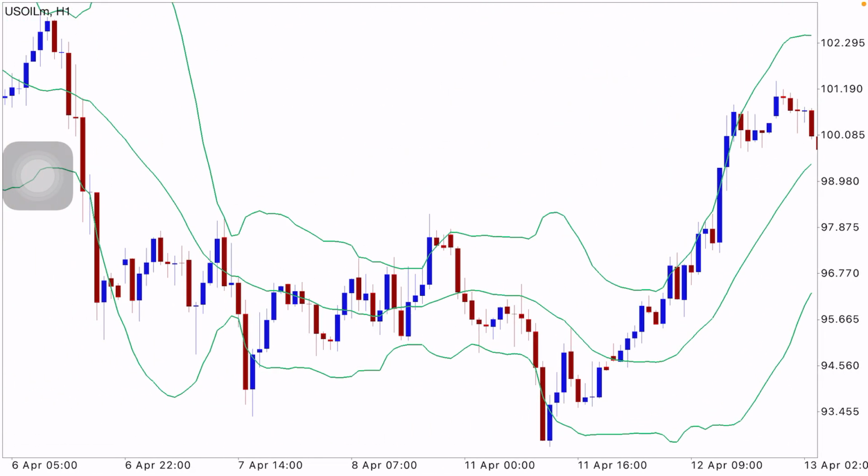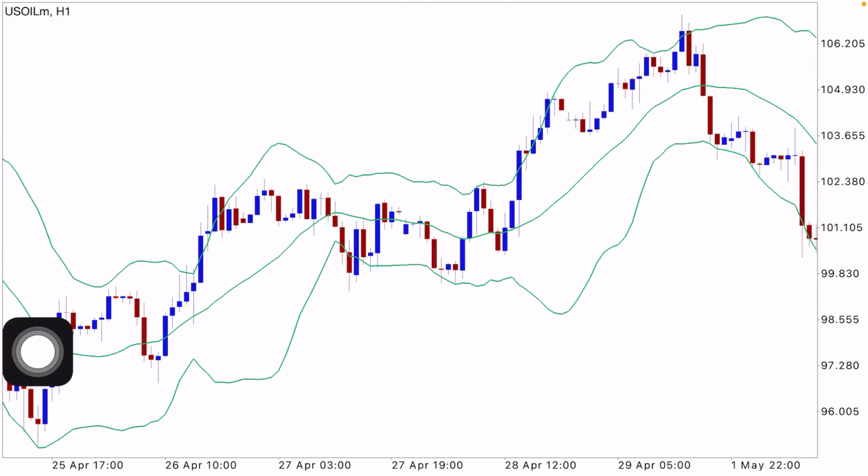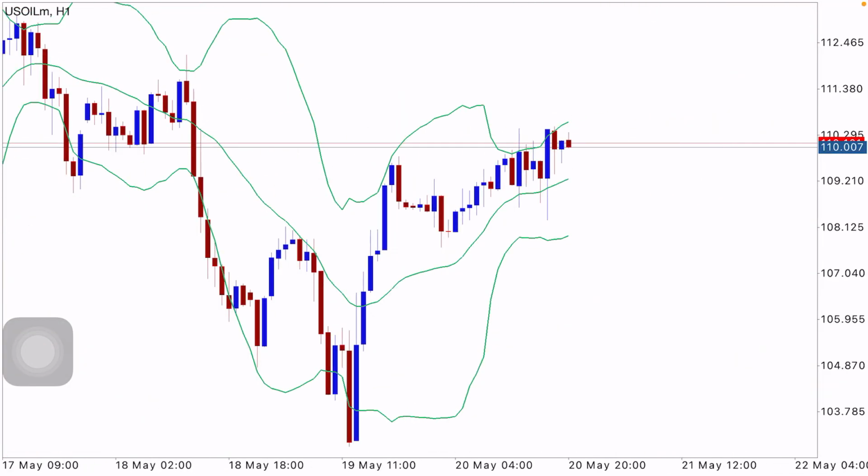The Bollinger Bands consist of 3 bands. We have the upper band, the middle band, and the lower band. You get it? That's 3 lines. You can see some 3 lines. We call them bands. So the lower band, middle band, and the upper band.